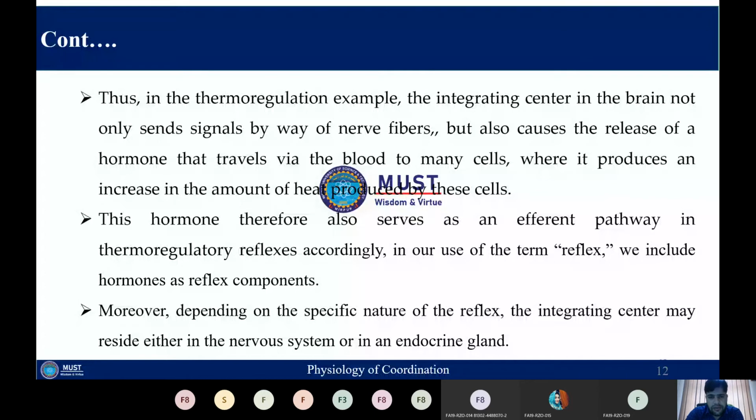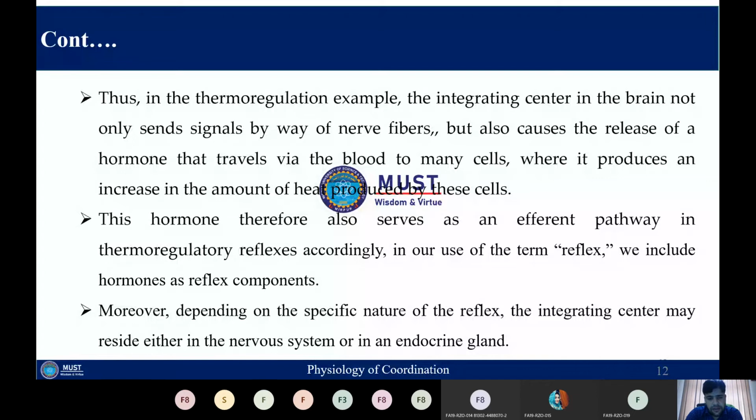So in the case of thermoregulation, we have already discussed this example. The brain simultaneously operates via the standard pathway, meaning it is receiving the signal and also relaying the information via the efferent pathway to certain muscles and glands. But sometimes the brain can also send the information towards various glands, and those glands start to secrete their secretion, that is, hormones, and hormones can increase the metabolic rate of the body, which is an alternative way to increase the heat in the body. So the hormone, in this case, is also serving as an efferent pathway in thermoregulatory reflexes.